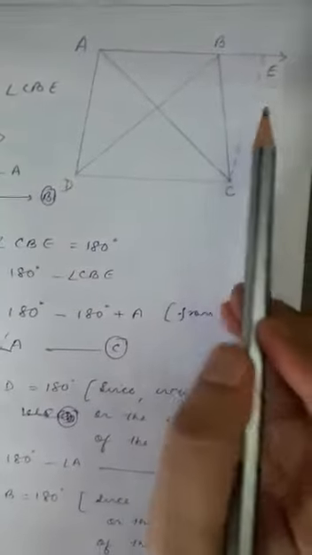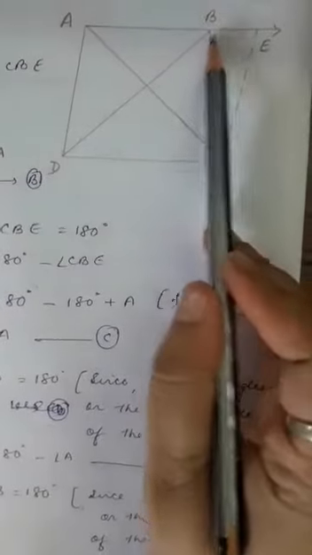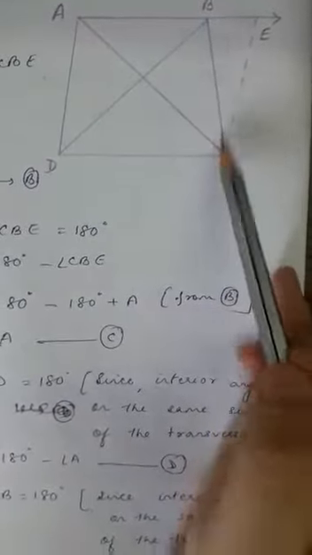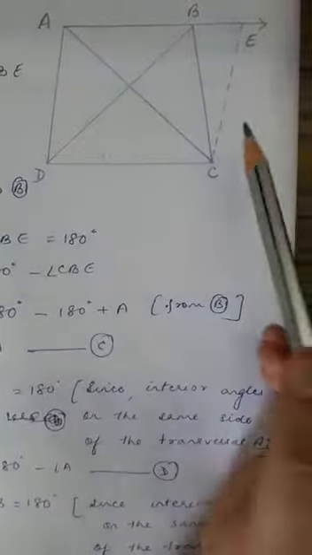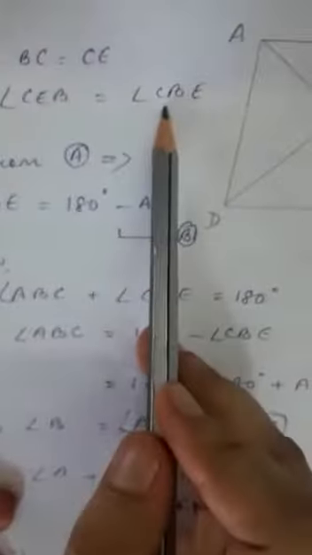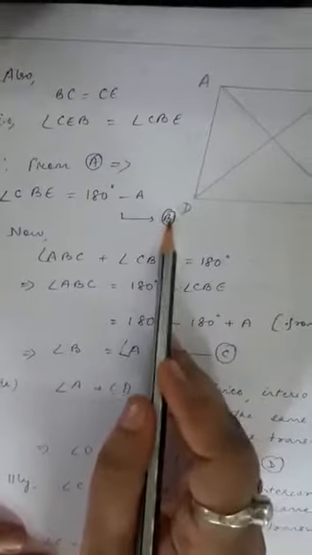Next, BC is equal to CE. Since these two lines are equal, their opposite angles will also be equal. The opposite of BC will be angle BEC, and the opposite of CE will be angle CBE. Since these two lines are equal, the angles will also be equal. Now, from equation 1, angle E is equal to 180 degrees minus A. So angle E is equal to angle B, therefore angle B will also be 180 degrees minus A. Keep this as equation number B.